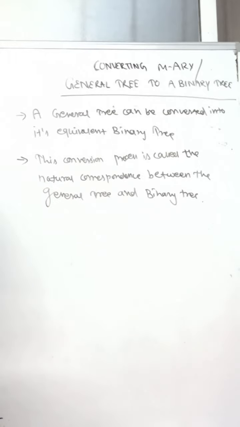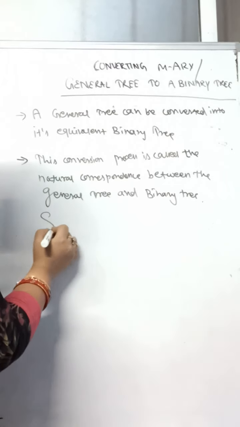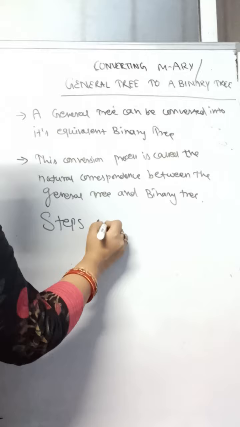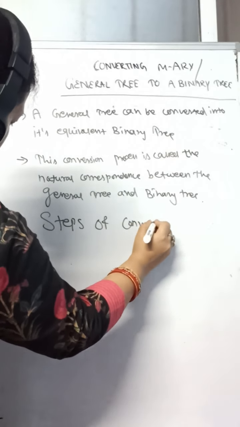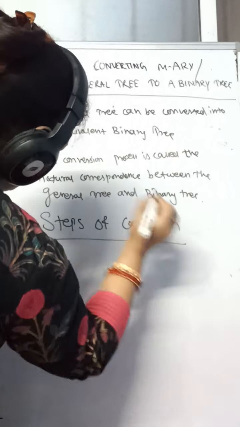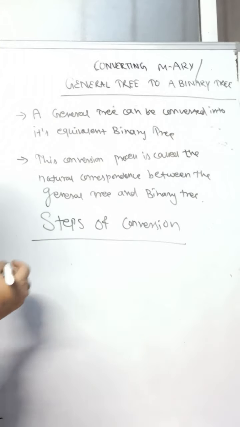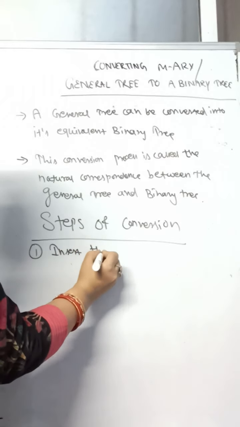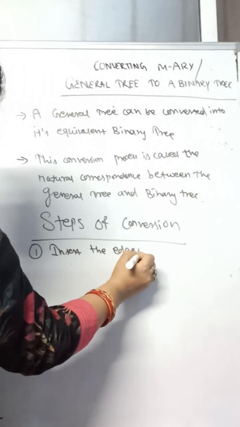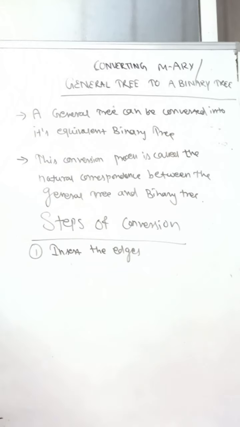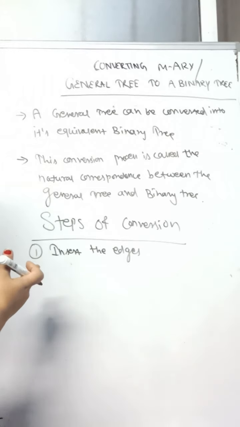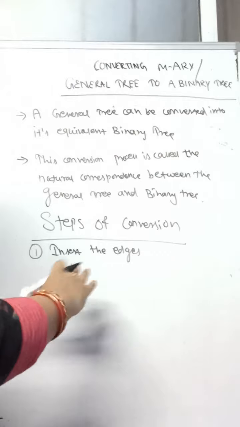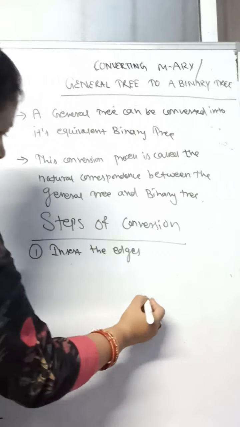Okay, so now what are the steps of conversion? Step 1: insert the edges connecting siblings from left to right at the same level. Insert the edges connecting the siblings. What do you mean by sibling? So this is your sibling.